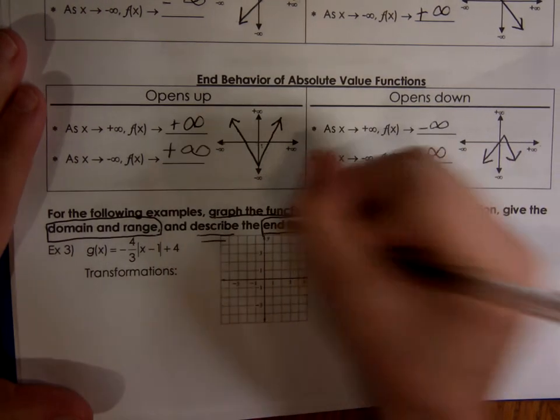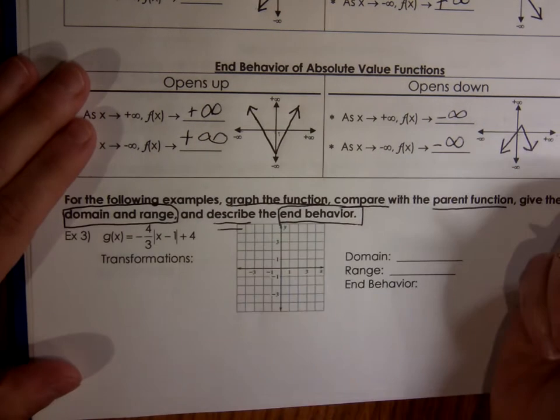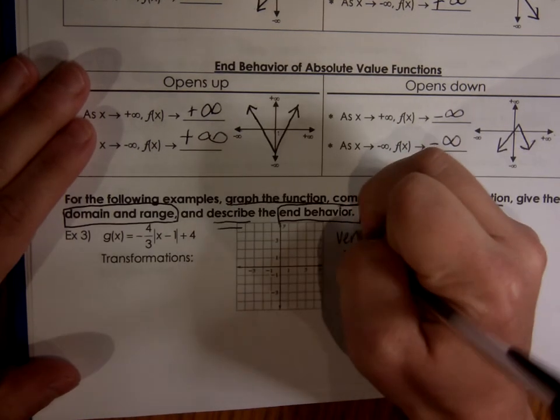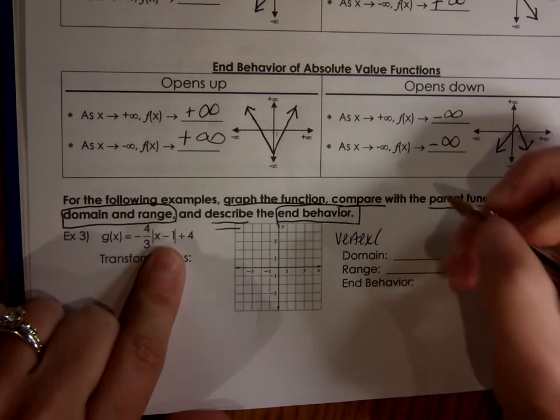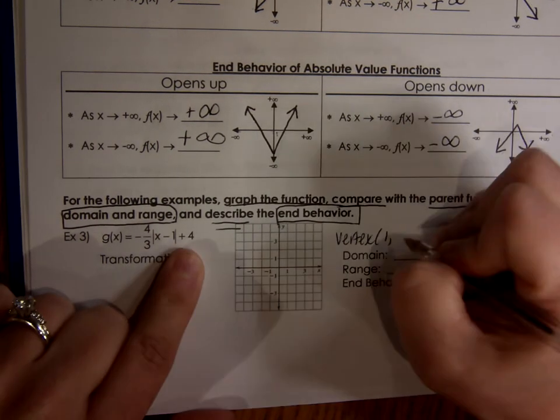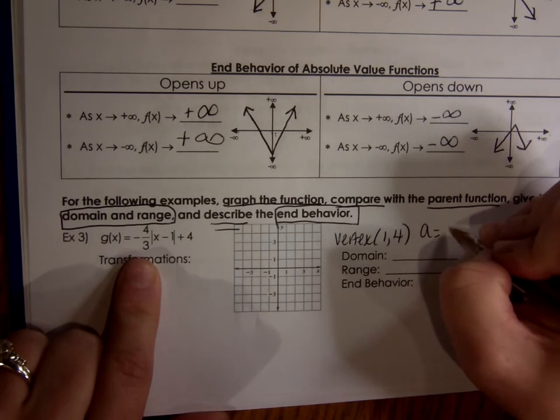All right, here we go. This is an absolute value, and we know that in order to graph an absolute value, you need to know what the vertex is, and remember that it's always the opposite of what you see inside. In this case, it's going to be 1, and exactly what you see on the outside, which is 4. Our a value in this case is -4/3.